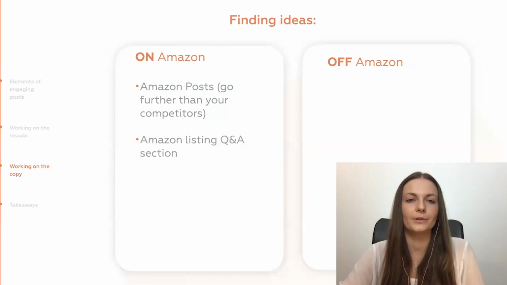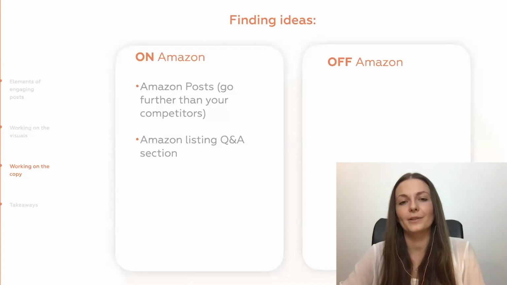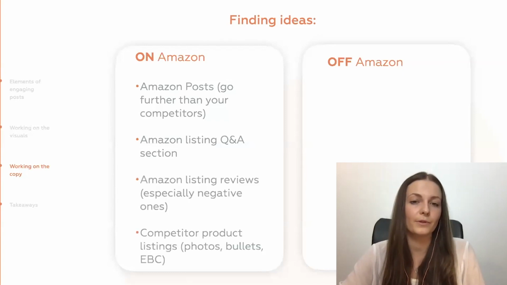Here it's super important to go further than your own direct competitors. See what are the posts about the cars, about the, I don't know, beds, whatever, because you can get super creative when you see others' posts and then try to make the same kind of post about your own product. Then, of course, go through the question and answer section, because you can get ideas what questions customers have in their heads, and then you can try to answer them with your posts.